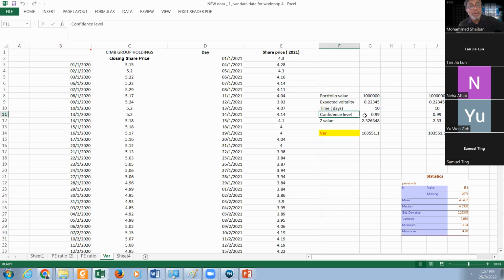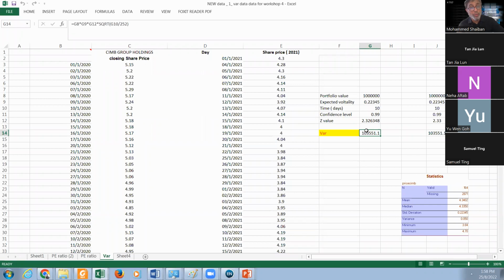And then you have a confidence level. You can have a confidence level of 99%. You can have 95%. So if you have an investment of 1 million, with this data of the movement of the price, create the standard deviation for 10 days. And if you want to calculate the VAR for 10 days under 99%, you will find, with 1 million, the VAR is 103, which means the expected drop is 103,000.